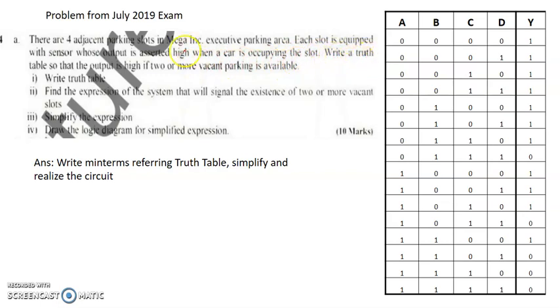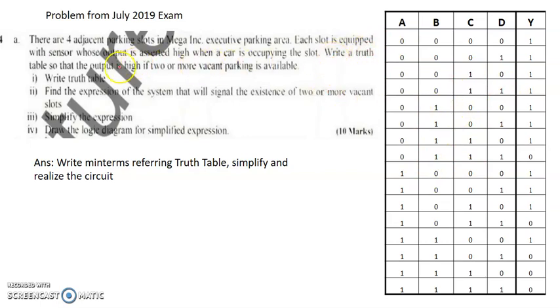Now we need to write the truth table so that the output is high if 2 or more vacant parking slots are available. Since it is 4, I've written 4 inputs, A, B, C, D, for the 4 parking lots. So with 4 inputs there are 16 combinations, from 4 zeros to 4 ones; you write all combinations. Wherever it is 1, it means that slot has been occupied by a car. Wherever it is 0, it is vacant, because that's what is given here: the sensor output is asserted high when a car is occupying the slot.